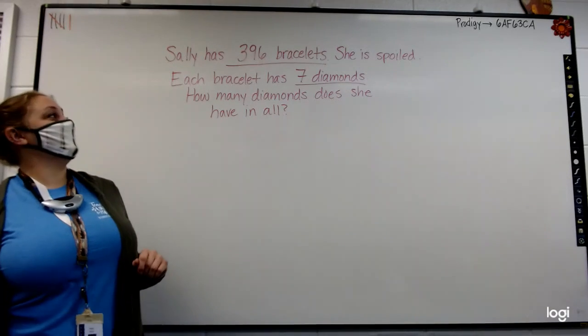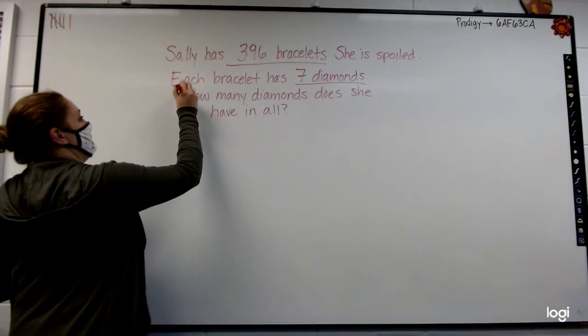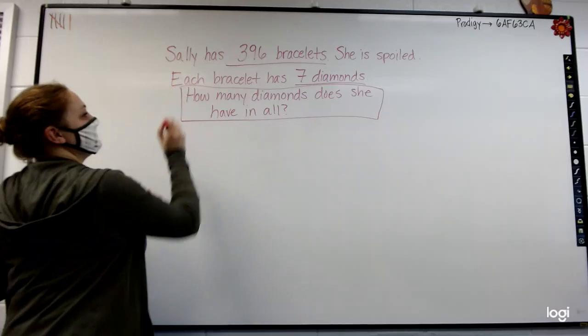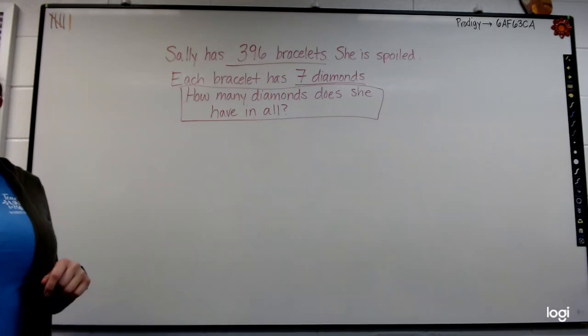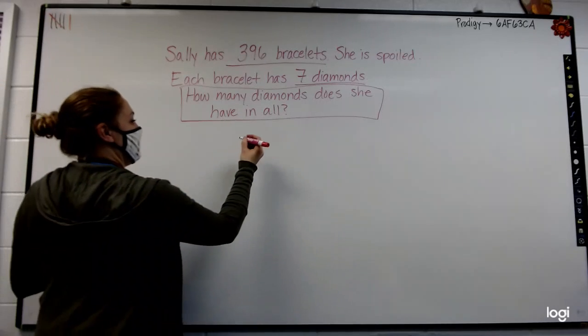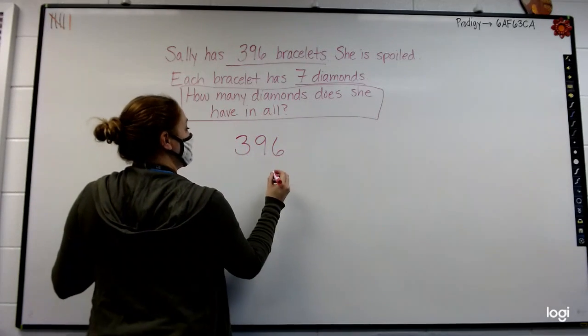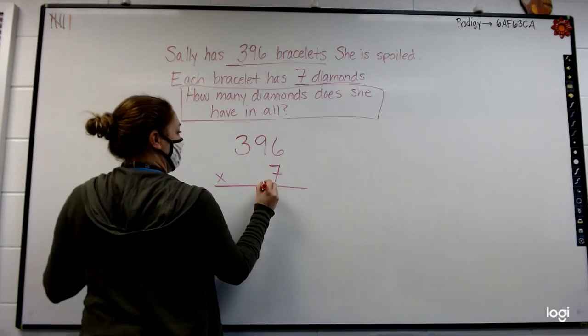All right, Hayden, what else is important? How many diamonds does she have in all? I always put my question in a box. Okay, so what is my multiplication problem I need to set up? Noah? 396 times 7. All right, everyone write that down. 396 times 7. If you haven't started writing, you're behind.